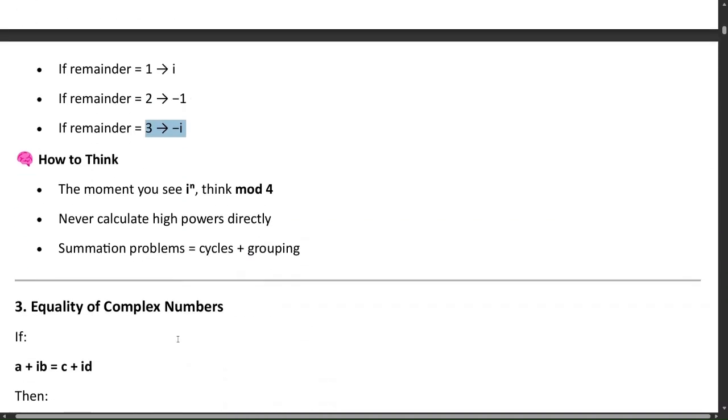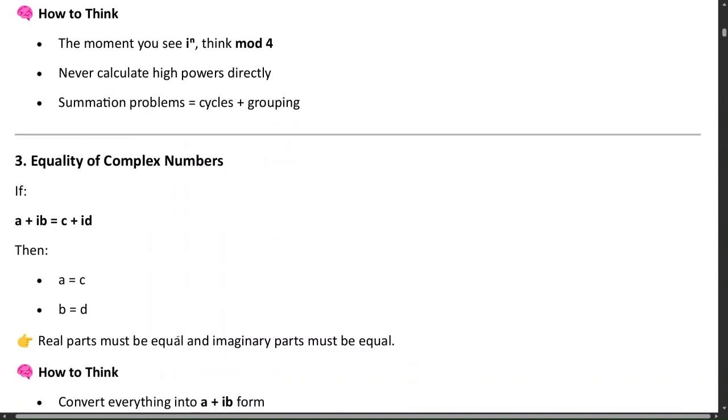Now, if two complex numbers are equal, then their real parts must be equal and their imaginary parts must also be equal. So if a plus ib equals c plus id, then a equals c and b equals d. This rule is used to find unknowns by comparing coefficients.